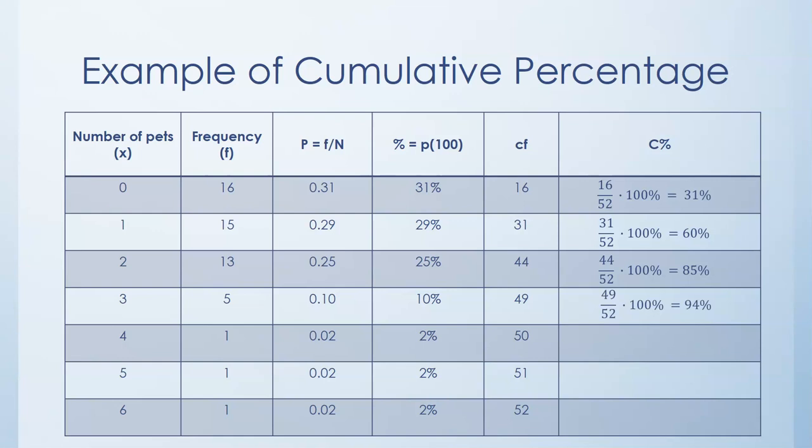49 divided by 52 times 100 is 94%. 50 divided by 52 times 100 is 96%. 51 divided by 52 times 100 gives us 98%. And finally, 52 divided by 52 gives us 100%. And as it should be, when we get to the end of our list of cumulative percentages, it should always come up to 100%.